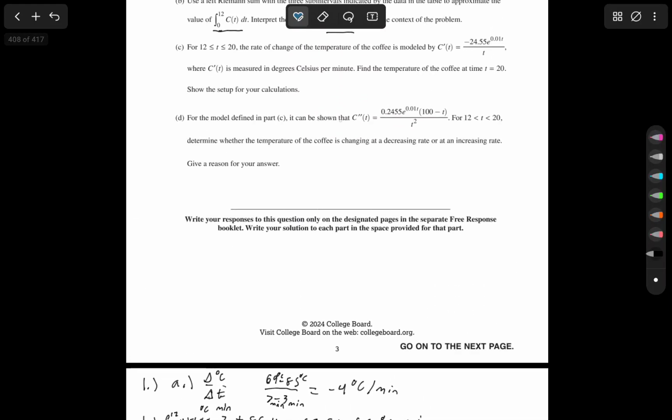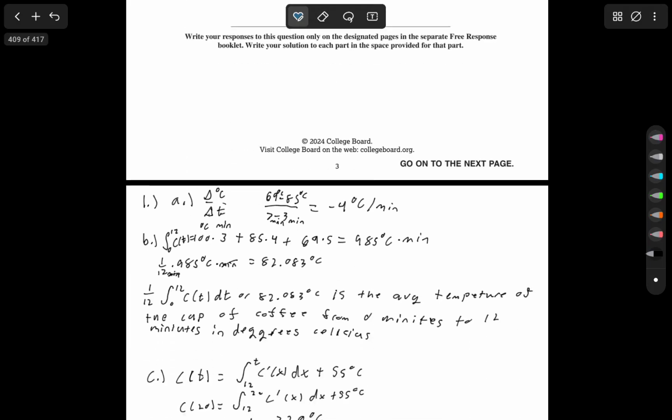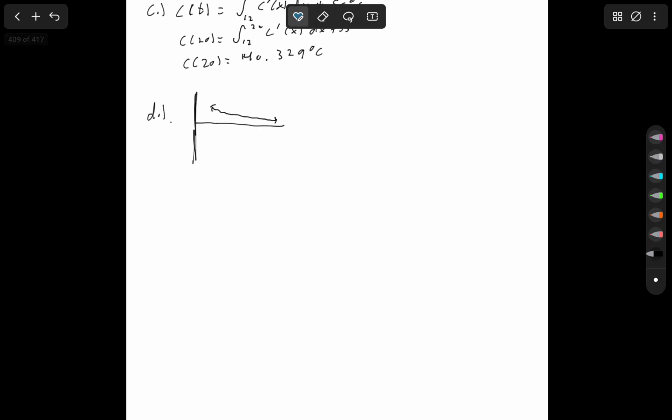So we are looking for whether the coffee is changing at a decreasing rate or an increasing rate. This is asking, is the derivative, C prime, increasing or decreasing? Because we know C double prime is positive on the interval, and I'll call this 12 and this 20, we can conclude that the rate of change in C prime must be positive.